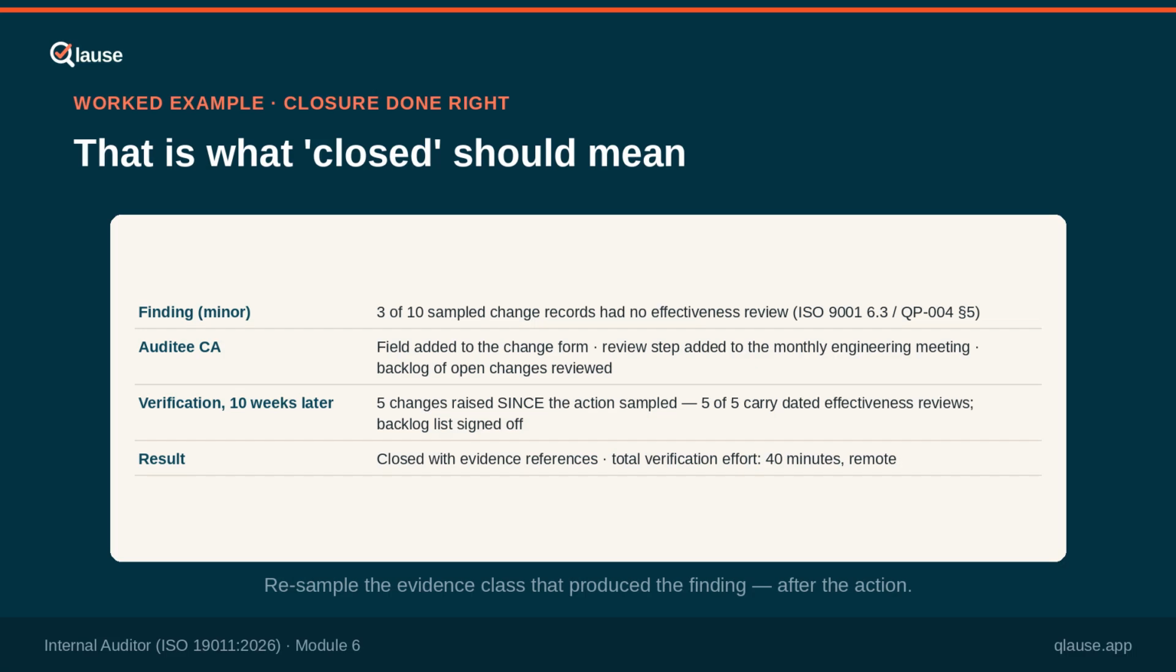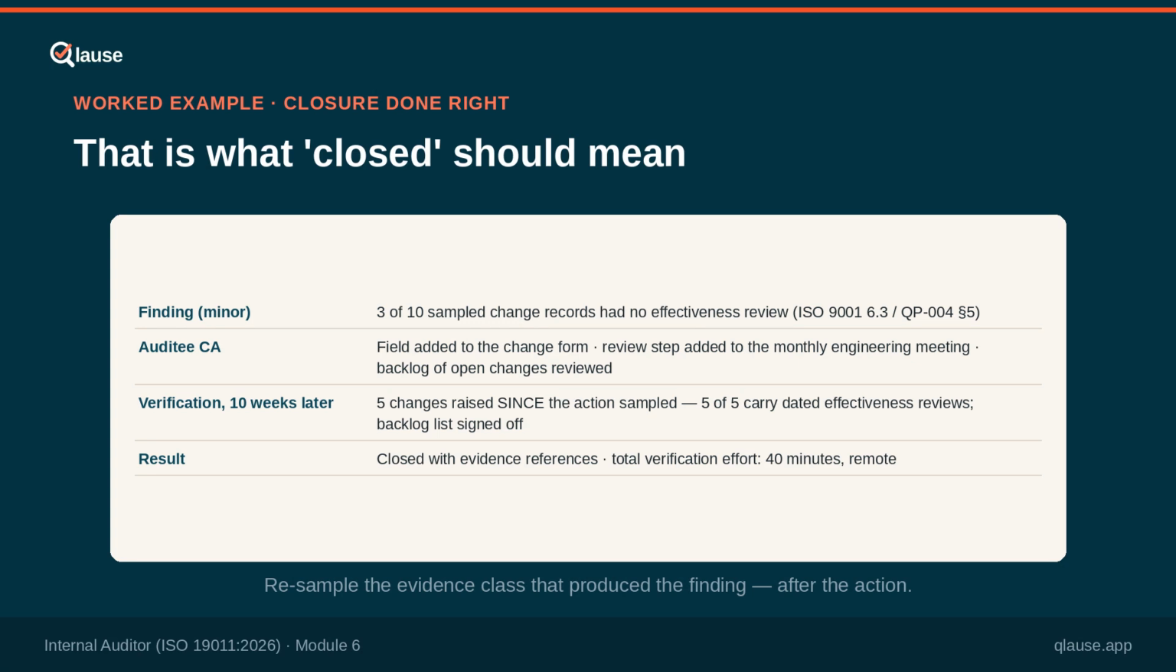Let me show you closure done right, from the study guide's worked example. The finding, a minor: 3 of 10 sampled change records had no effectiveness review. ISO 9001 Clause 6.3, and the organization's own QP 004. The auditee's corrective action: a field added to the change form, a review step added to the monthly engineering meeting, and the backlog of open changes reviewed.